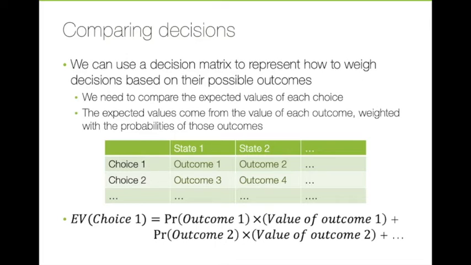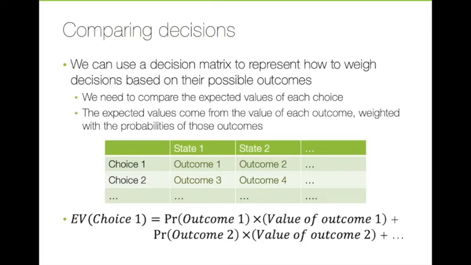In order to make a decision, we need to be able to compare the expected values of each of the choices. And those expected values come from the value of each of the outcomes, and then we weight that with the probability of each of those outcomes. So the advantage of the decision matrix is that it can help us lay out our choices. We can look at the way things might turn out once we make our choice. Those are the states. And we can see how those states and the various choices we can make affect us.